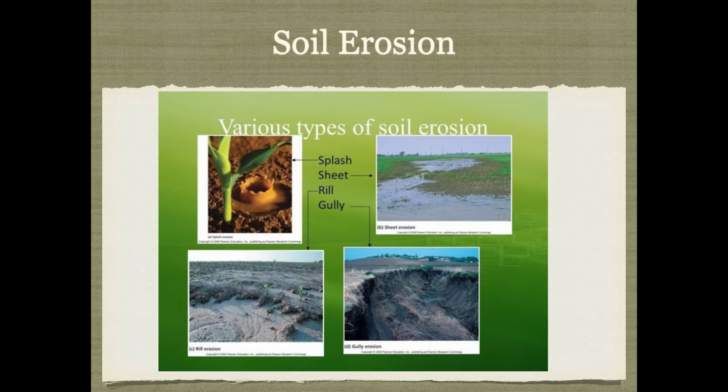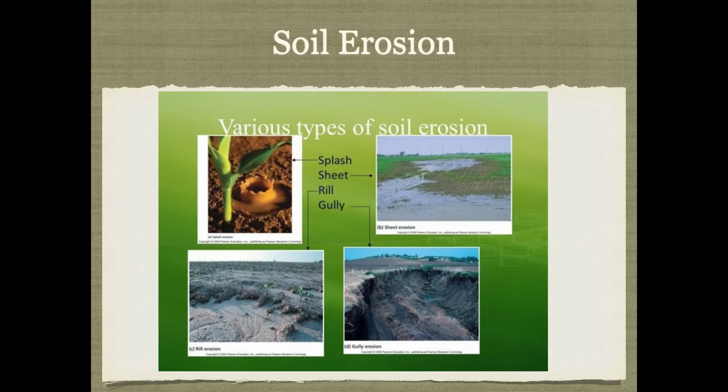So splash erosion is super damaging to soil, especially when there's no cover. And then rill and sheet erosion happen more on a slope or where there's water. You have a lot of water movement. It's carrying a lot of sediment to other parts.